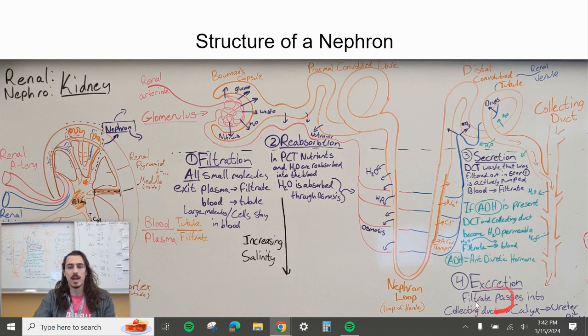Okay. Step 4, as we said, is excretion. The filtrate collects into the collecting duct. It is now urine. It goes down to the ureter, goes to your bladder, and then you pee it out. And that's how a nephron works.